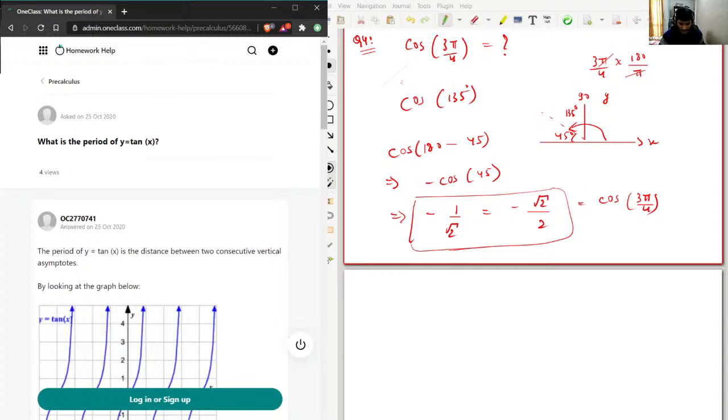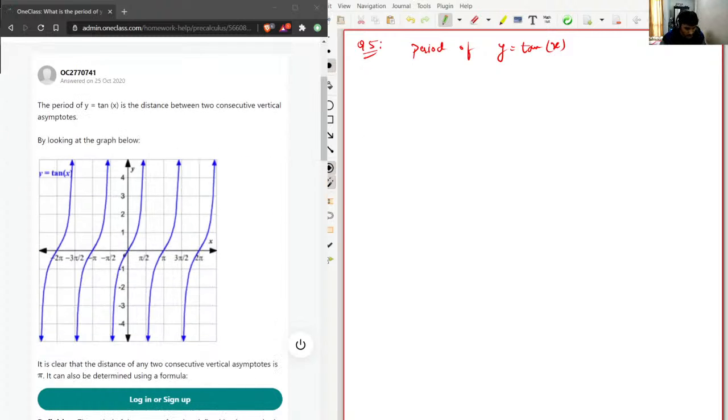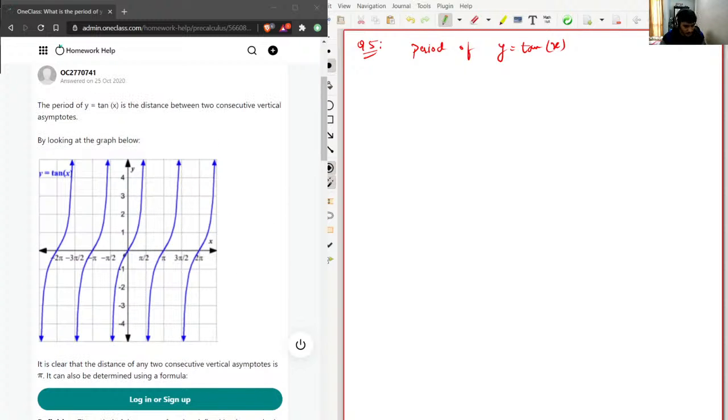Yeah, so we have question number 5. It is asking what is the period of y equal to tangent of x. So I'll just look at the solution given here also. The period of y equal to tangent of x is the distance between two consecutive vertical asymptotes.